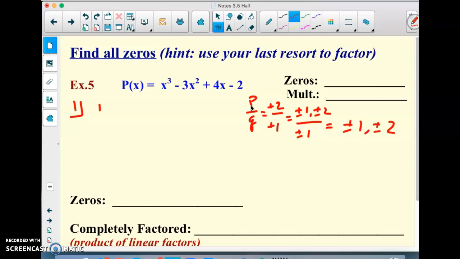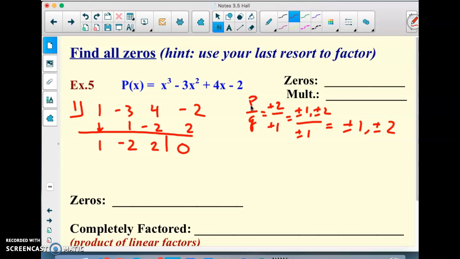My coefficients are 1, -3, 4, and -2. Using synthetic division, so remainder bar, bring down the 1. 1 times 1 is 1, add those up is -2. 1 times -2 is -2, add those up is 2. 1 times 2 is 2, and you can see that I get a remainder of 0, so 1 is definitely one of my zeros, which makes x minus 1 one of my factors.